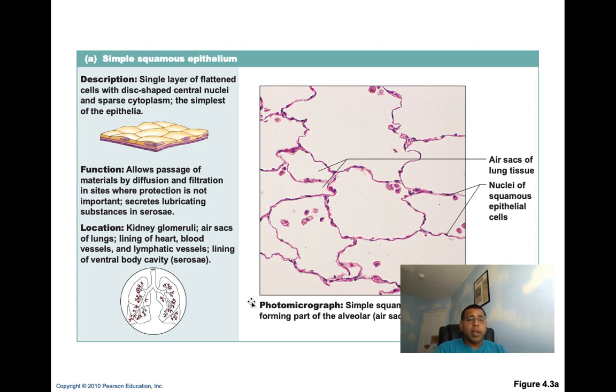Simple squamous epithelia is described as a single layer of flattened cells with disc-shaped central nuclei. These cells have very sparse cytoplasm, and they are the simplest epithelia we'll see. Now, when you talk about the function of simple squamous epithelia, it allows for the passage of materials by diffusion. It's involved with filtration, where protection is not important, and it also secretes lubricating substances in our serosa.